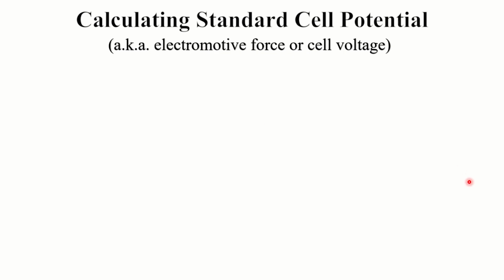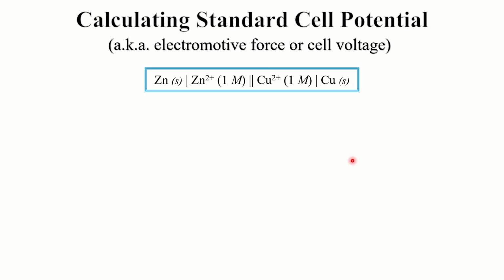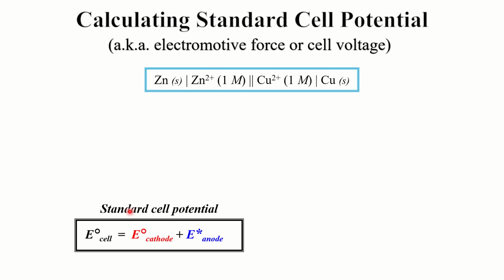All right, next we're going to look at calculating standard cell potential, also known as electromotive force or cell voltage. So suppose you were given this voltaic or galvanic cell in line notation, remembering that the anode is written first and the cathode is written second. So here's our anode and here's our cathode. Remembering that our formula for standard cell potential is E cell equals the reduction potential of the cathode plus the oxidation potential of the anode.